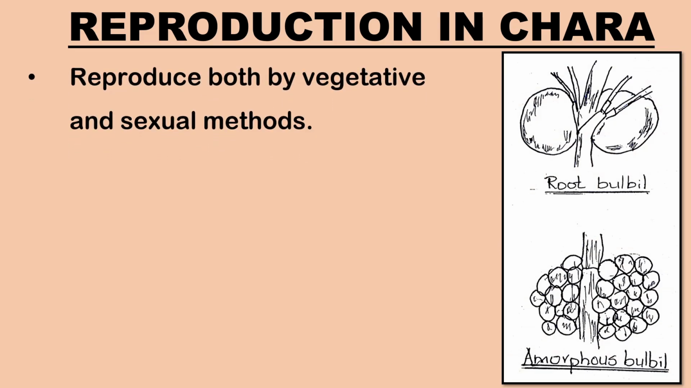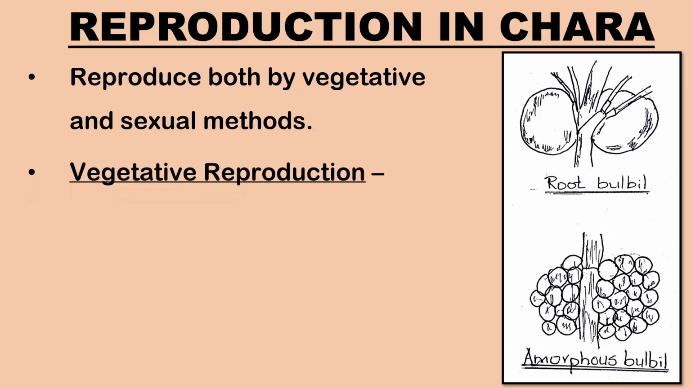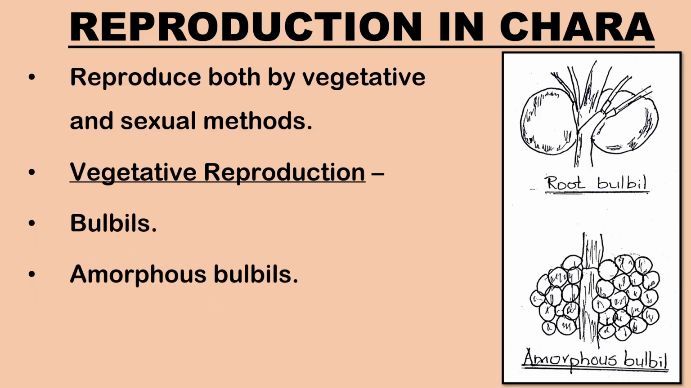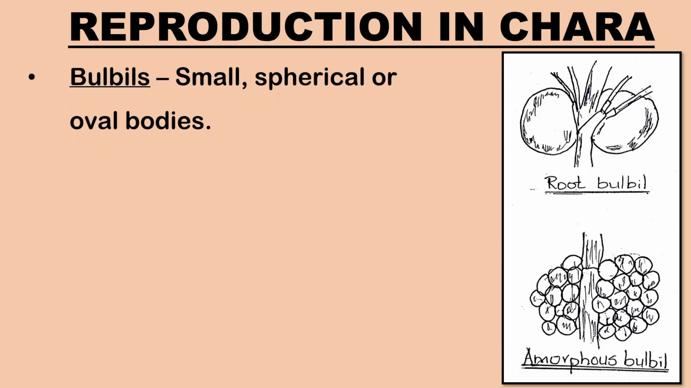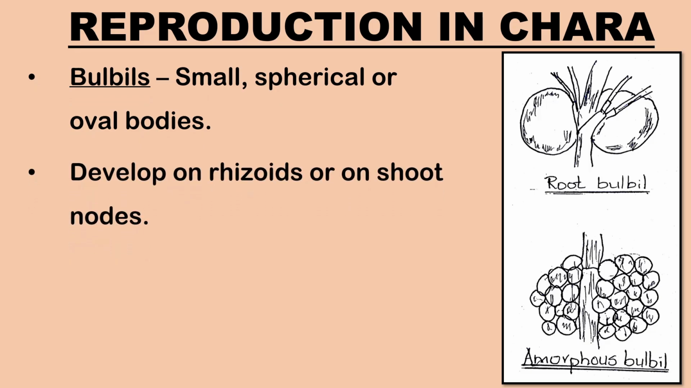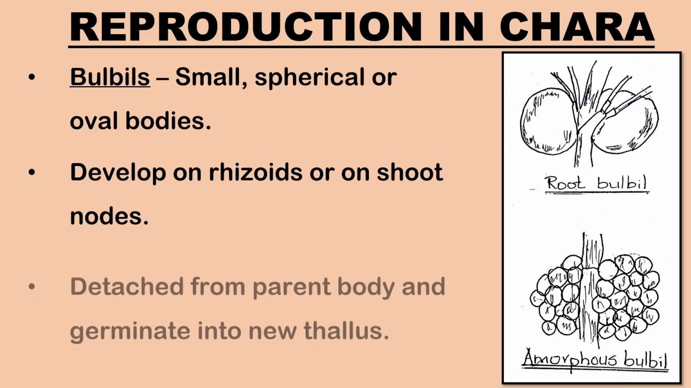Chara reproduces both by vegetative and sexual methods. Vegetative reproduction may take place with the help of bulbils, amorphous bulbils, amylum stars, and secondary protonema. Bulbils are small, spherical, or oval bodies. They develop on the rhizoids or on the shoot nodes.